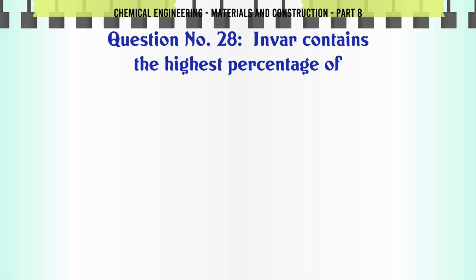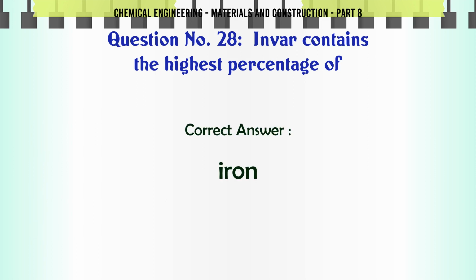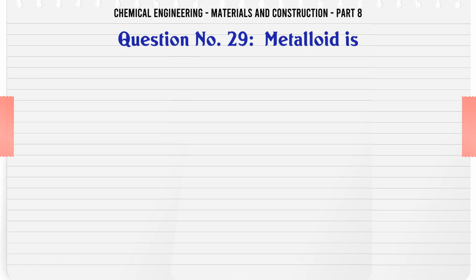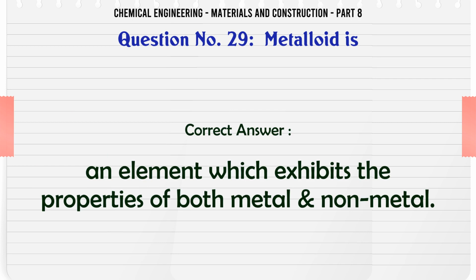Invar contains the highest percentage of A. Vanadium, B. Iron, C. Tungsten, D. Cobalt. The correct answer is iron. Metalloid is A. Highly electronegative in nature, B. An element which exhibits the properties of both metal and non-metal, C. An alloy, D. All A, B and C. The correct answer is an element which exhibits the properties of both metal and non-metal.